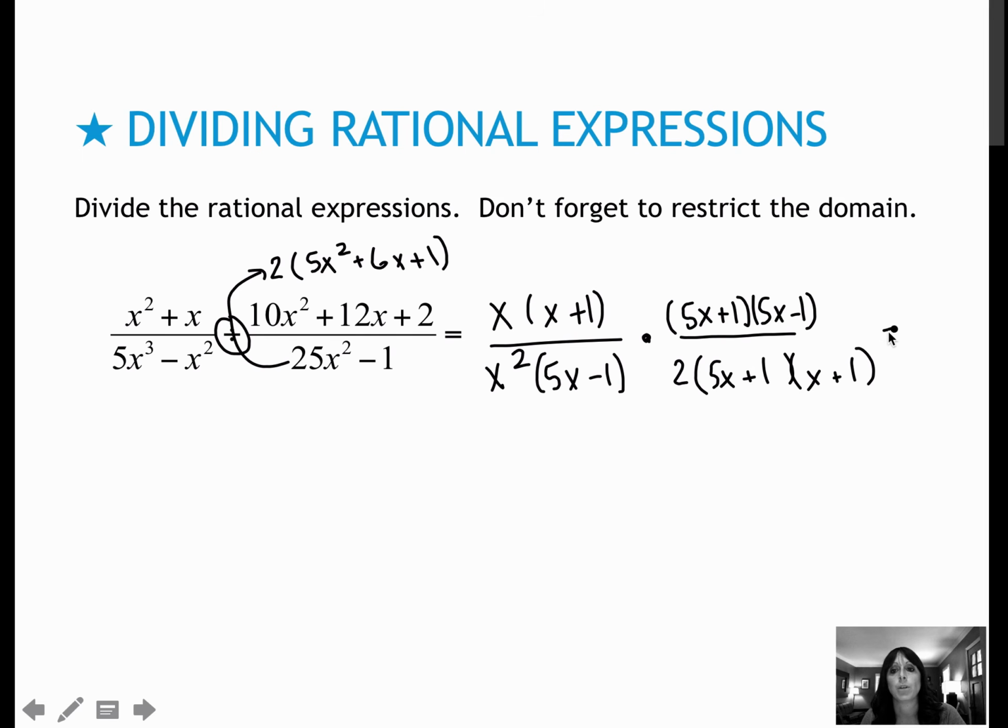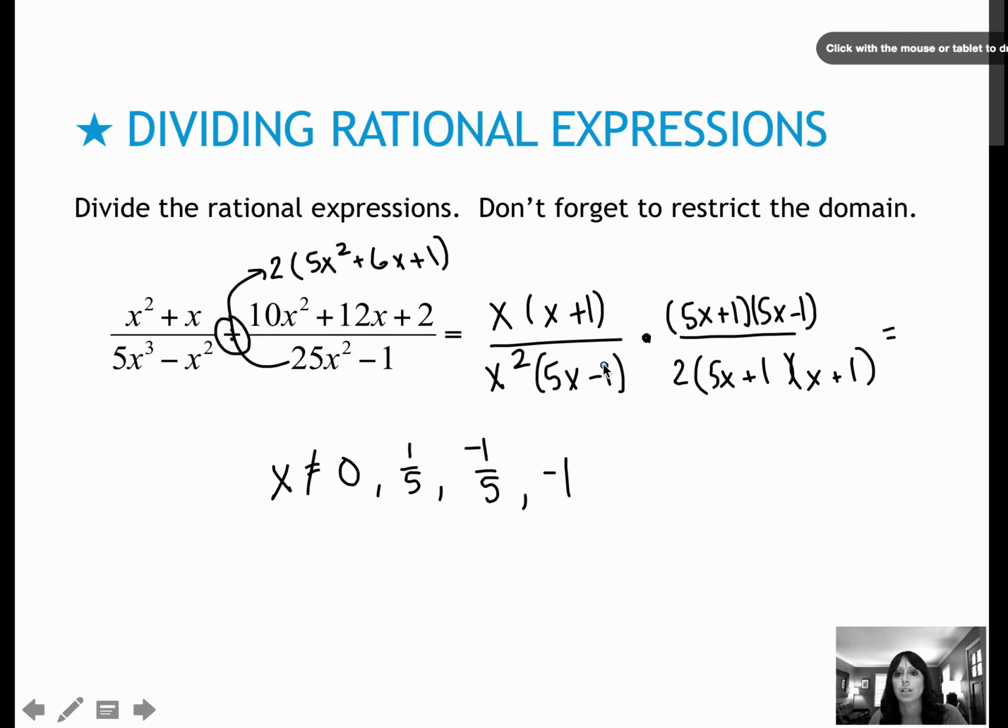Let's go ahead and restrict our domain right now. X couldn't be 0 because of this one. X couldn't be positive 1/5 because of this one. X couldn't be negative 1/5 because of this term. And x could not be negative 1. And that's how I would restrict my domain. So each value that is the denominator, I would restrict from there.